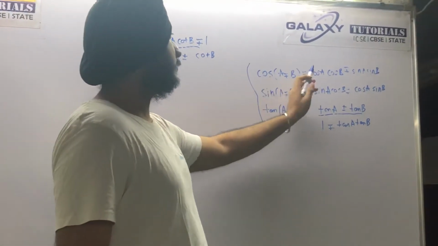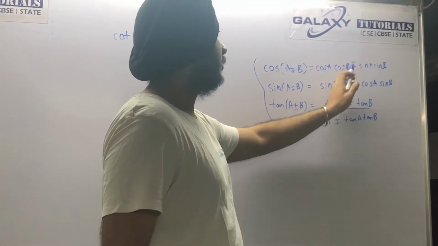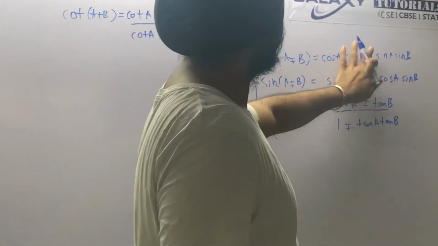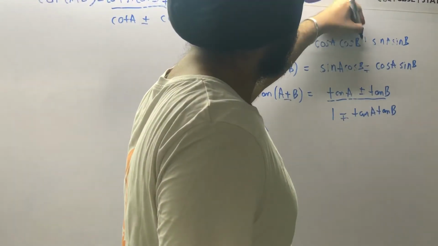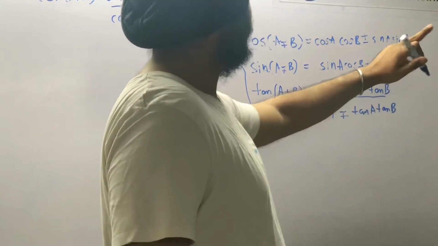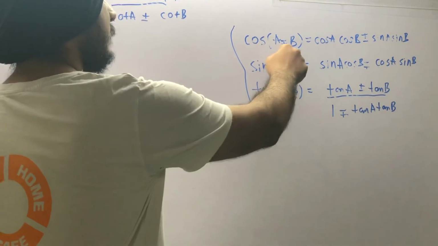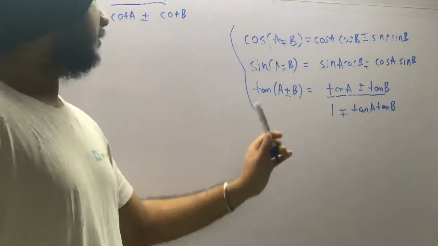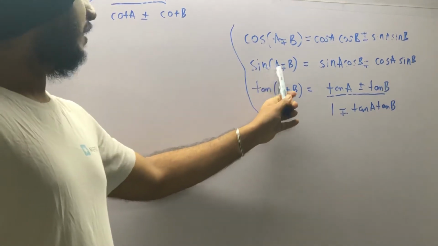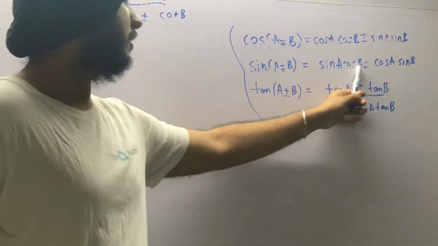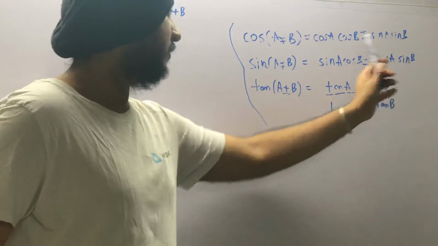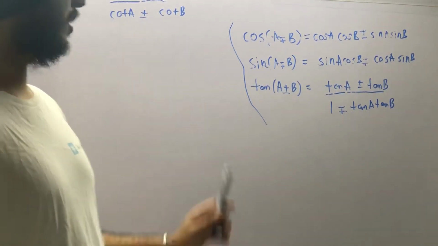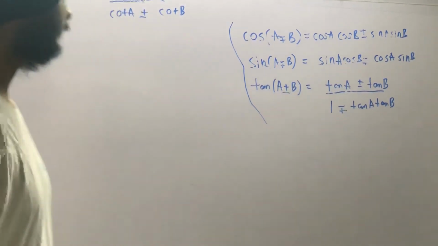cos A minus B is equal to cos A cos B plus sin A sin B, or cos A plus B is equal to cos A cos B minus sin A sin B, whereas sin A minus B is equal to sin A cos B minus cos A sin B, and sin A plus B is equal to sin A cos B plus cos A sin B. Okay, and this is the formula for tan.